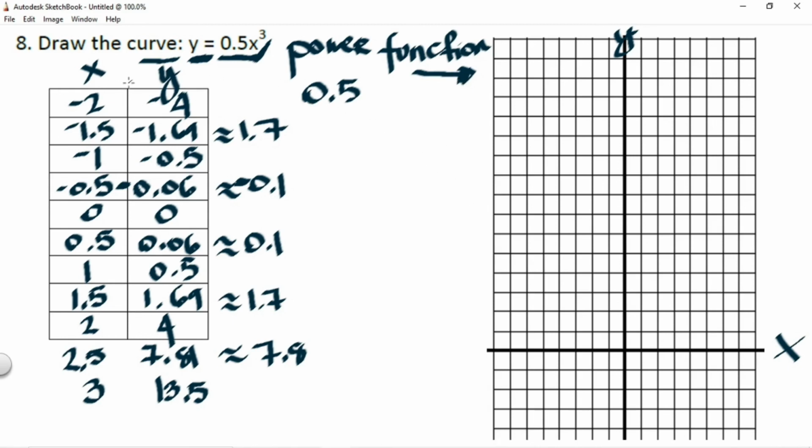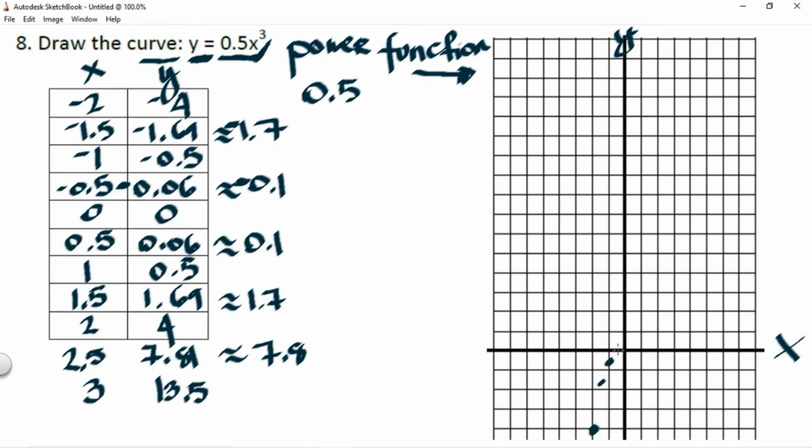Let us start with -2 and then -4. So if x is -2, which is this one, y is -4. So count 4 grids downward. 1, 2, 3, 4. So this is our first point. If x is -1.5, y is -1.7. Please don't forget the negative sign. If x is -1.5, y is -1.7, which is near -2. If x is -1, y is -0.5.